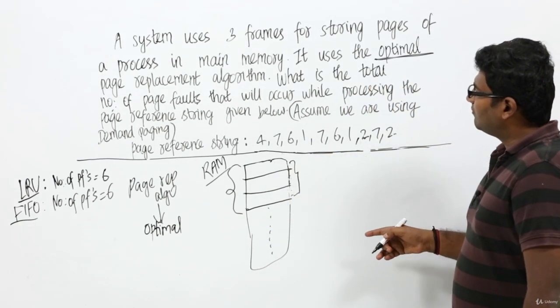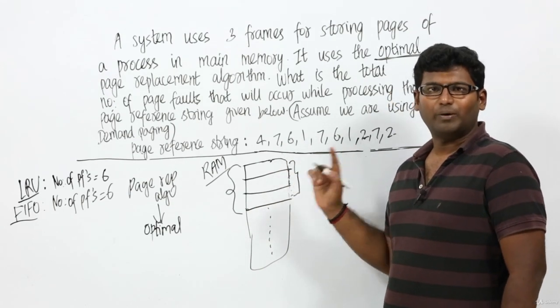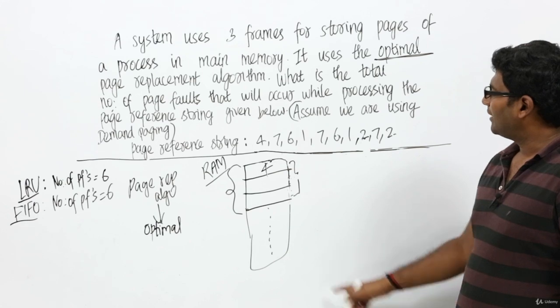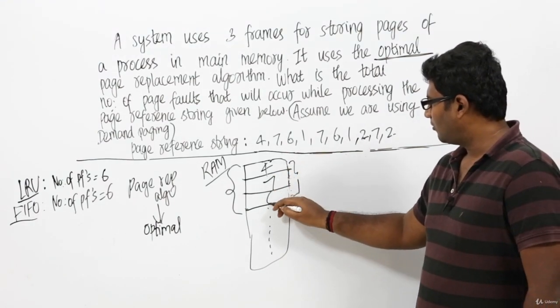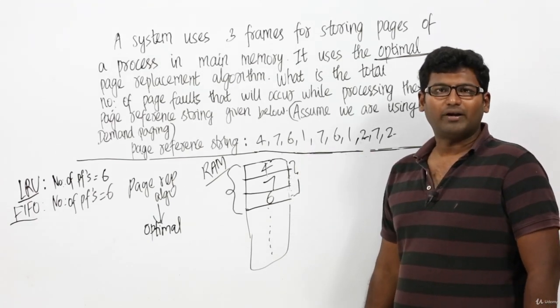Let's start. We will start with page number 4. Since we are using demand paging, it will cause one page fault and page number 4 will be placed in the RAM. Then page number 7 is referred, one page fault. Page number 6 is referred, one page fault. Now page number 1 is referred.